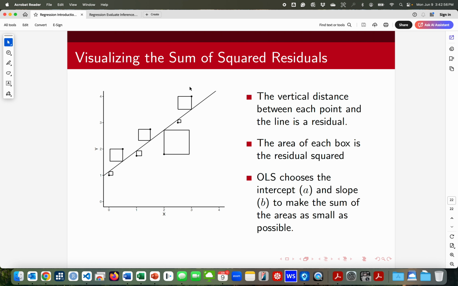Each box represents a squared residual. The vertical distance is the difference between what we've observed and what we've predicted. Square it to get a squared residual. Add up the area of all of those squares. That gives you the sum of squared errors, or sum of squared residuals. We choose the line to minimize the sum of squared residuals. So we want to choose the line that makes the total sum of all of those boxes as small as they can possibly be. Ordinary least squares chooses the slope and the intercept to accomplish that.